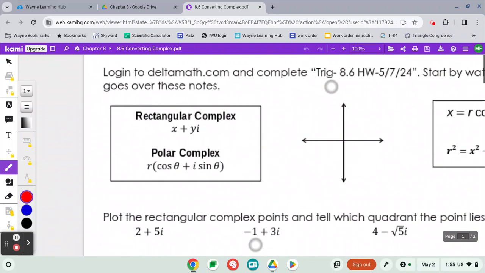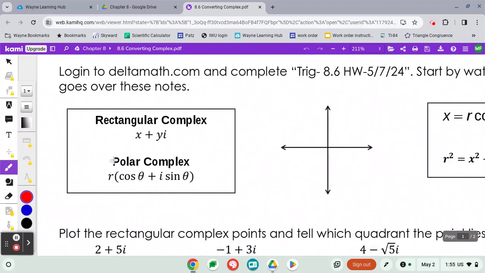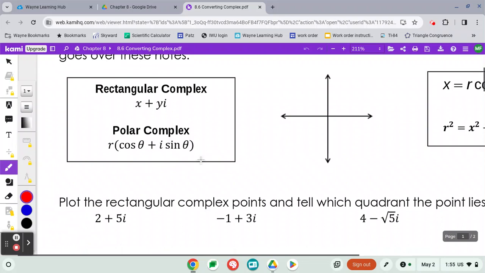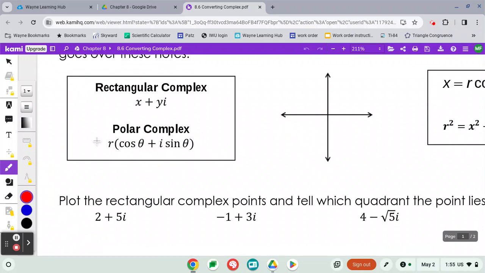So if you look here, rectangular complex, if you don't remember, there's an x and a y value. The x is just by itself. The y value is part of the complex number. So like here, 2, that'd be like our x. The 5 is our y. And then for polar complex, the r is out front. And then when we write it, we have r cosine theta plus i sine theta. Okay, so we'll still just have an r and a theta. We'll just write it in this form instead of like the ordered pair.